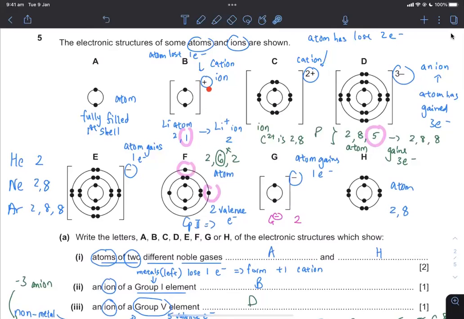Metals will form positive ions. Positive ions come from metals. Negative ions come from non-metals. Okay, so I hope that makes sense there.